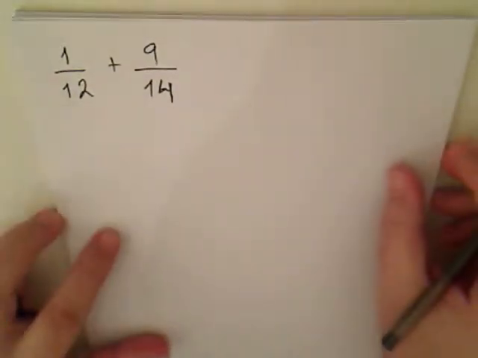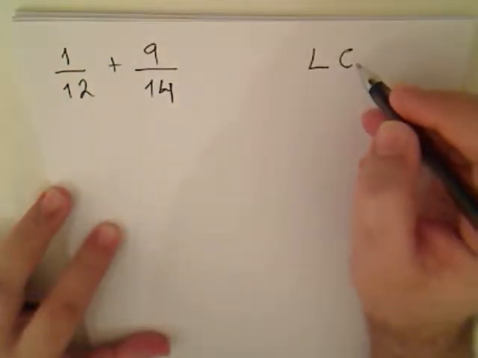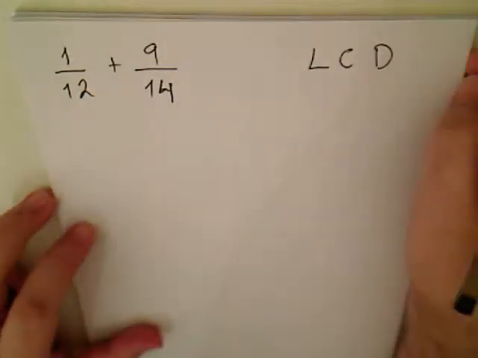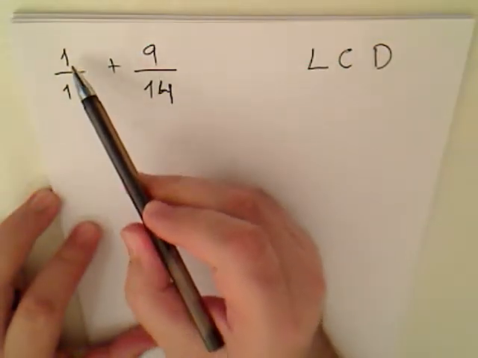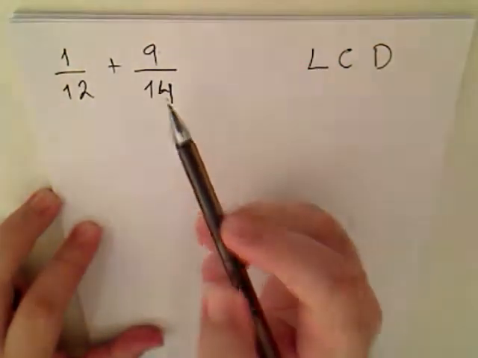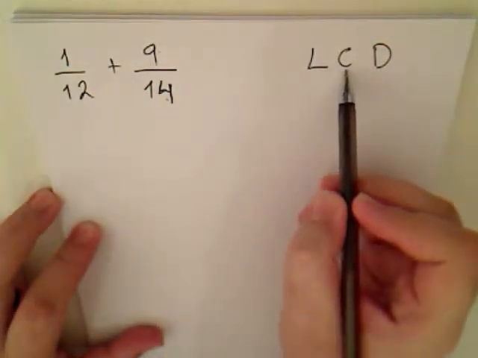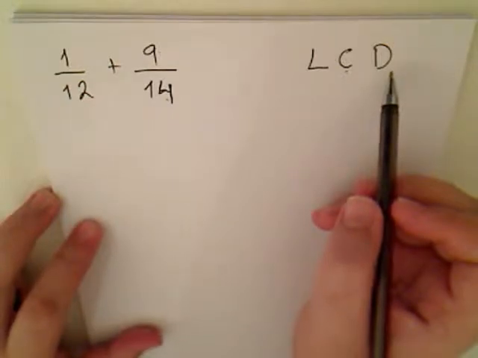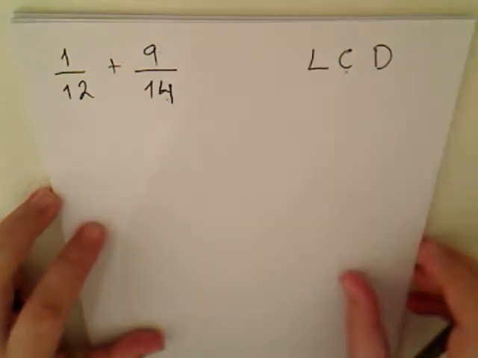This video is about adding fractions using LCD, least common denominator. We have to add 1 over 12 plus 9 over 14. So we want to find the least common denominator. But sometimes this is not that easy.